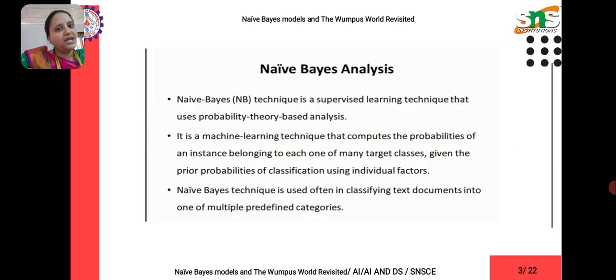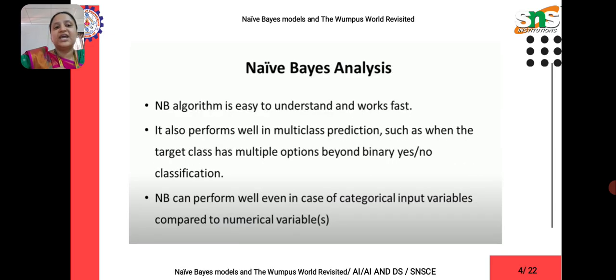So the Naïve Bayes technique comes under the supervised learning techniques that use probability theory based analysis. It is a machine learning technique that computes the probabilities of an instance belonging to each one of many target classes given the prior probabilities of calculations using individual factors. Okay. Now this Naïve Bayes technique is often used in classifying text documents into one or multiple predefined categories. The Naïve Bayes algorithm is easy to understand and it works fast.